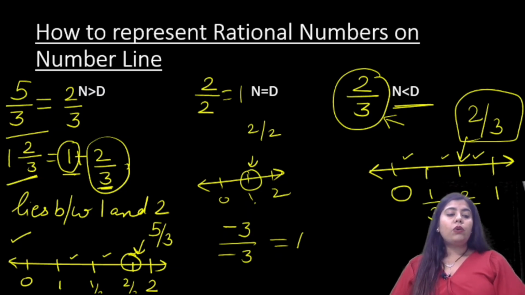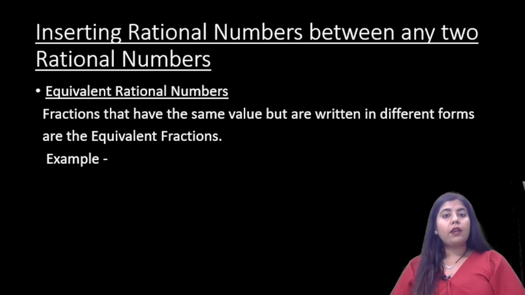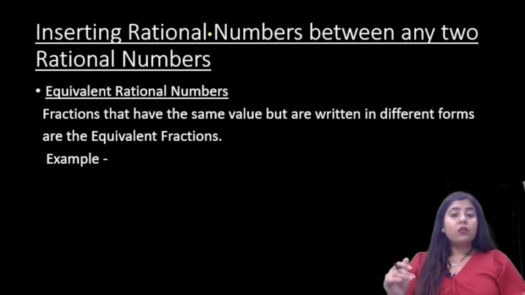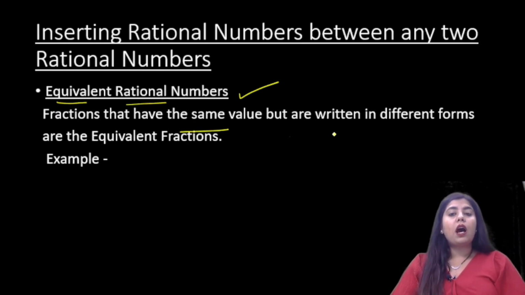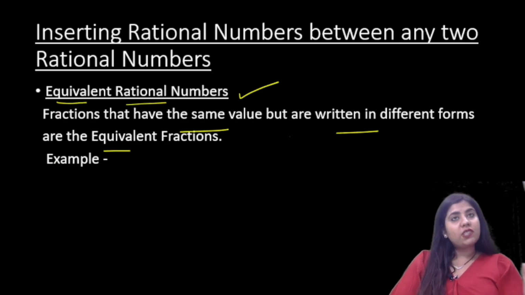Okay, now let's see the next topic. Our next topic is inserting rational numbers between any two rational numbers. Before learning how we can insert rational numbers between two rational numbers, let us first discuss equivalent rational numbers. What are equivalent rational numbers? These are fractions that have the same value but are written in different forms. Those fractions which have the same value but are written in different forms are the equivalent fractions.